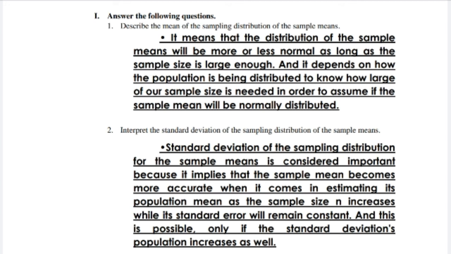Next is number 2. Interpret the standard deviation of the sampling distribution of the sample means. Standard deviation of the sampling distribution for the sample means is considered important because it implies that the sample mean becomes more accurate when it comes to estimating its population mean as the sample size n increases while its standard error will remain constant. And this is possible only if the standard deviation of the population increases as well.